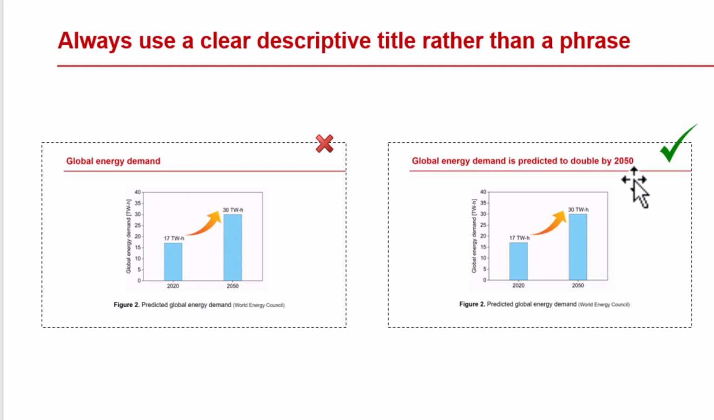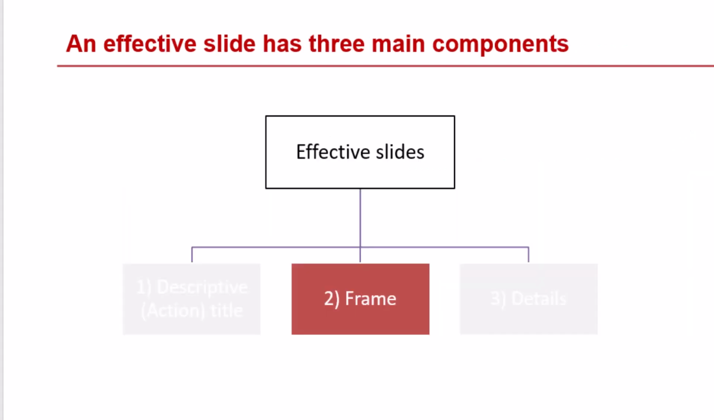So this is the concept about the action title. Using a clear action title will help your audience to understand quickly what your key message is. And now let's move to the second component of an effective slide, which is the frame.